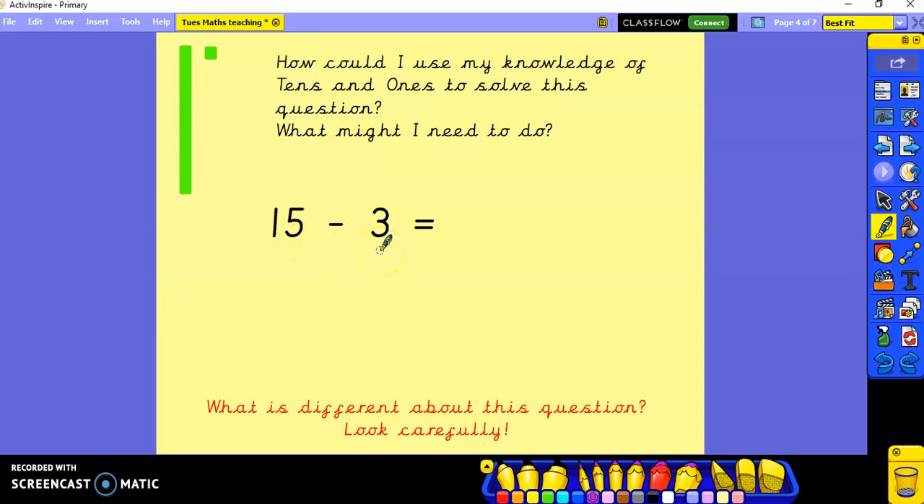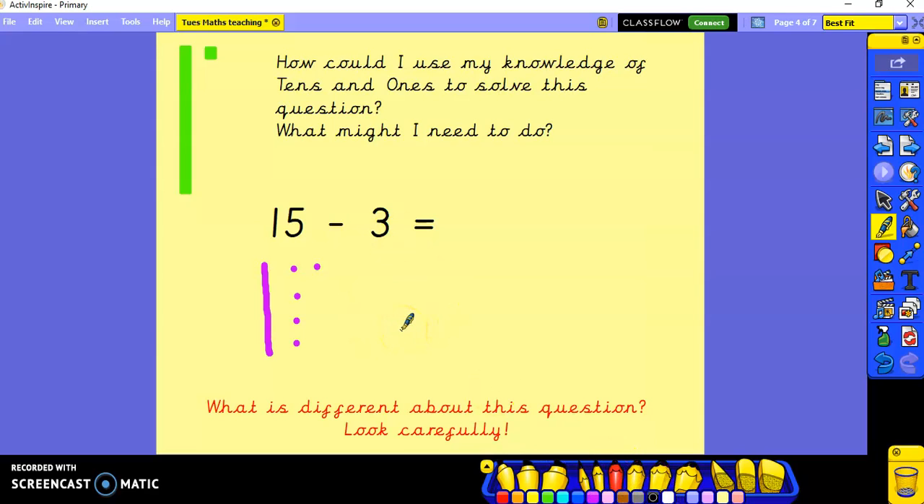And I'm going to use this one as a chance to show you how you could draw it in your maths books. So 15 take away 3. So I still need to draw my 15. So I'm going to do my 5 ones. Perfect. So 1 ten and 5 ones. But this time we're taking away 3. We're not adding on. So I don't need to draw 3 here.